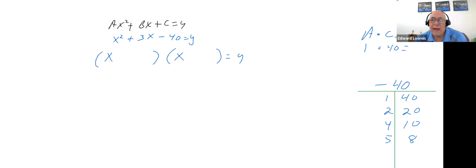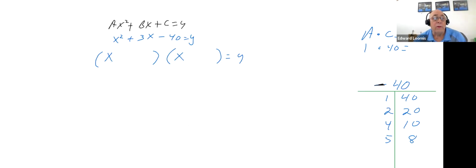I want to know not only which two numbers will multiply to give me 40, but that when I combine the numbers either by adding or subtracting, it's going to give me B, and B is 3. So I want to get 3 out of them. And when do I multiply? I'm sorry, when do I add and when do I subtract? Well, it depends on what the sign is for C. If C is positive, I'm going to add. And in this case, C is negative. So I'm going to subtract.